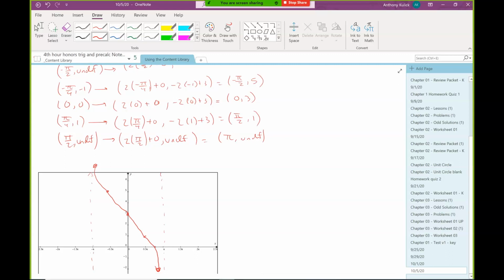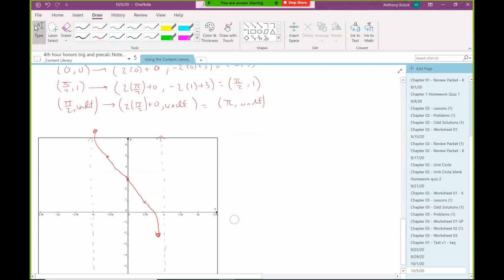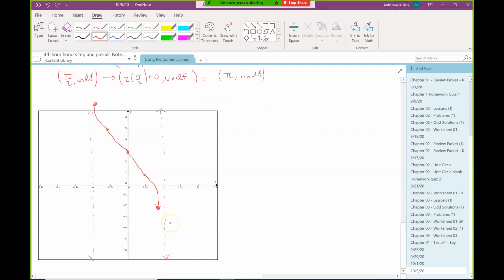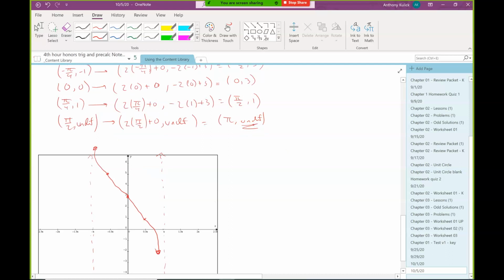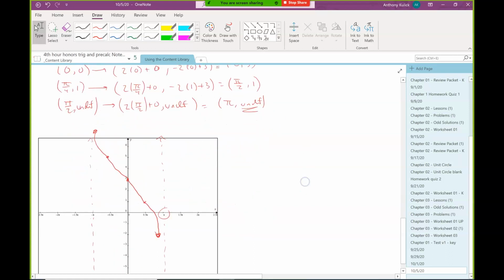Megan? No, if there's a translation left or right, the asymptotes will change location, right? So if the h is not 0, the asymptotes will move also. Or in the case of this, even with a b value, they changed locations, right? They got further apart. Delaney? Undefined is asymptote. So at pi, we had the asymptote. And at negative pi, we had the asymptote.